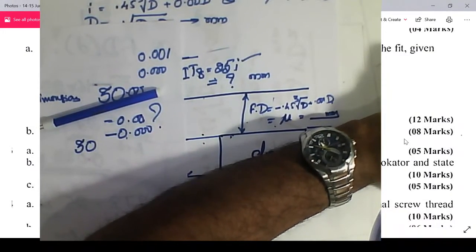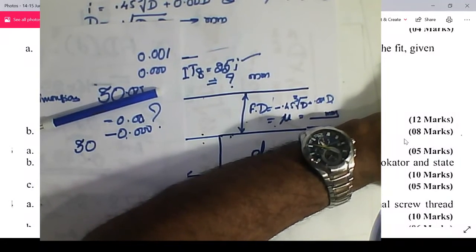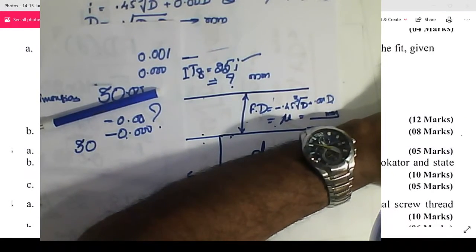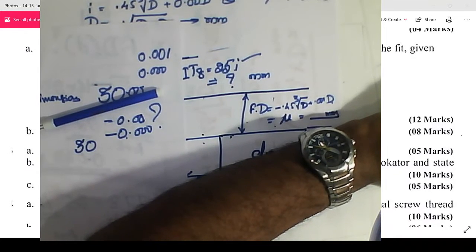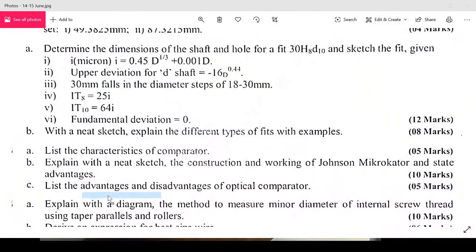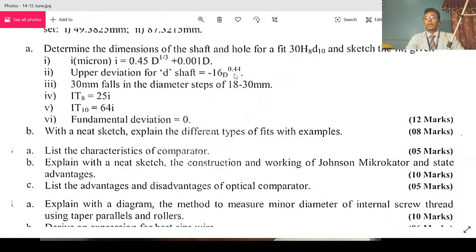Okay, list and explain different types of fits. This carries 8 marks. Please read: with a neat sketch, explain different types of fits with examples, 8 marks. There are 3 types of fits: transition fit, interference fit and clearance fit. Try to give examples for each of those fits. I have explained in my notes. Please go through that and draw the neat sketch of 3 types of fits.